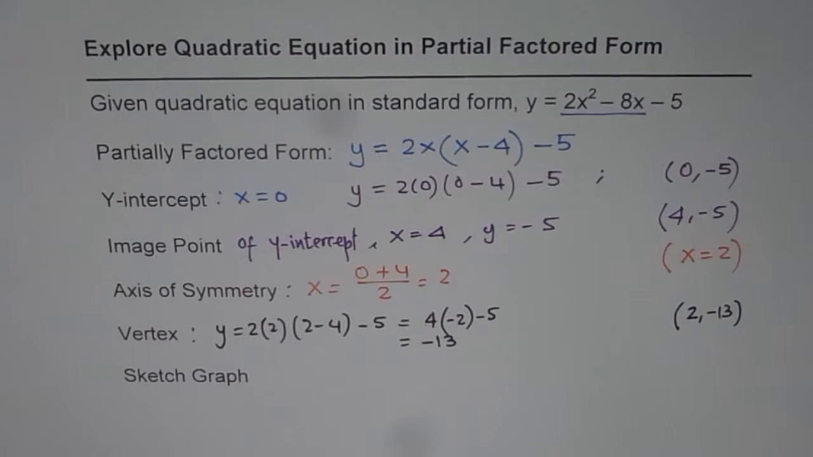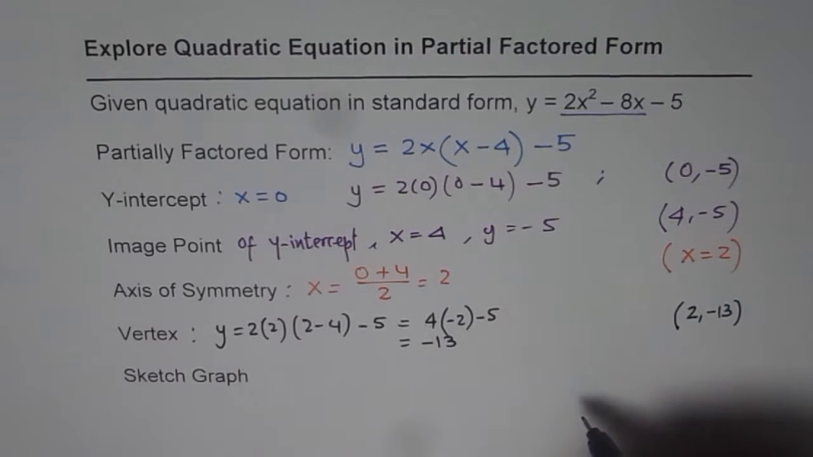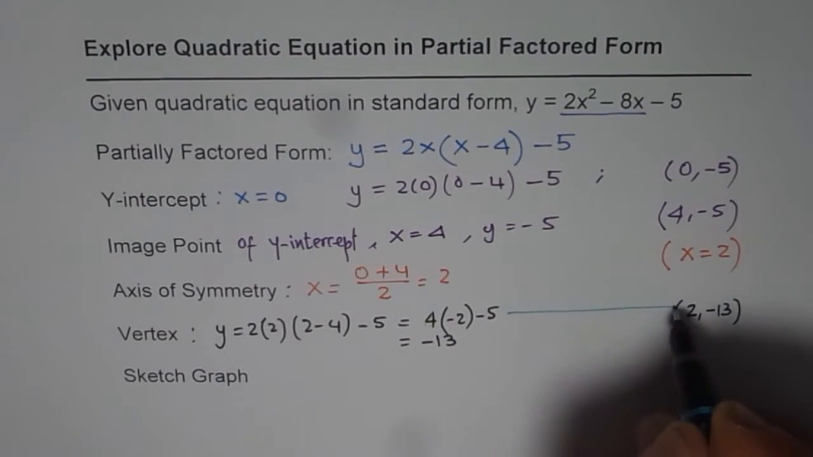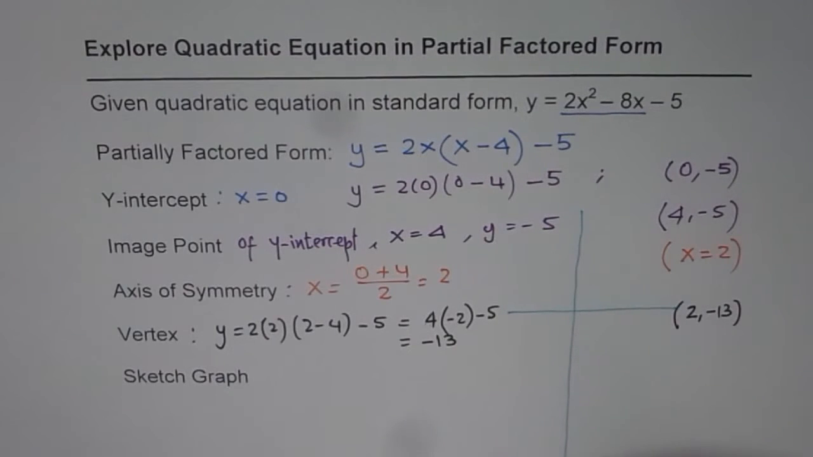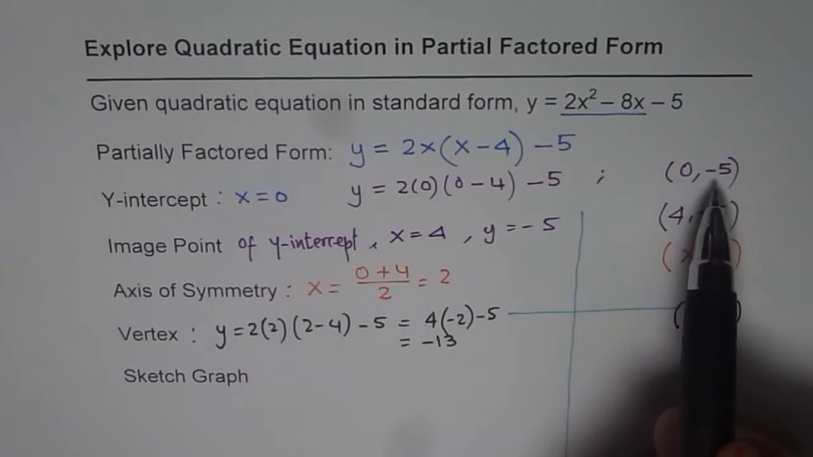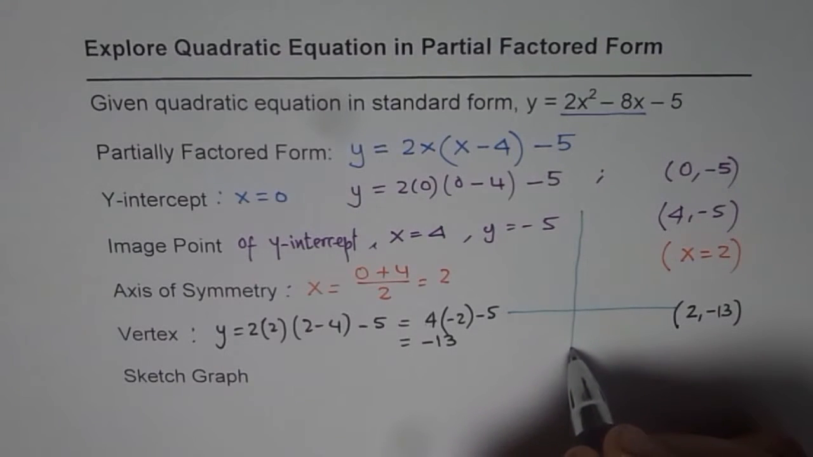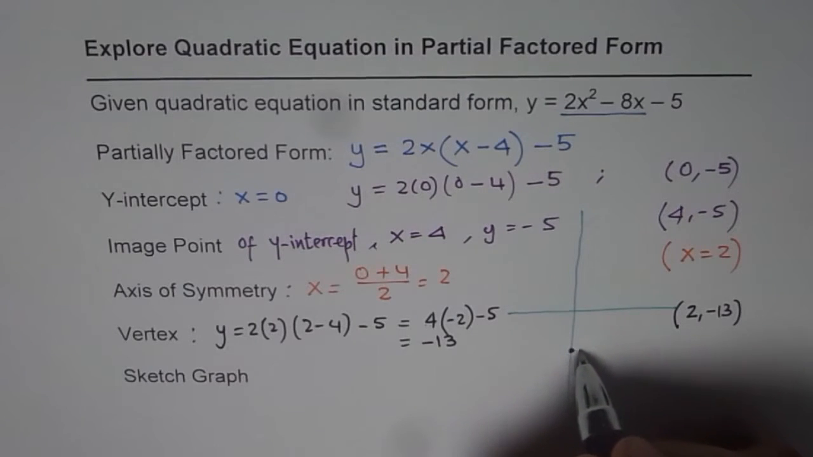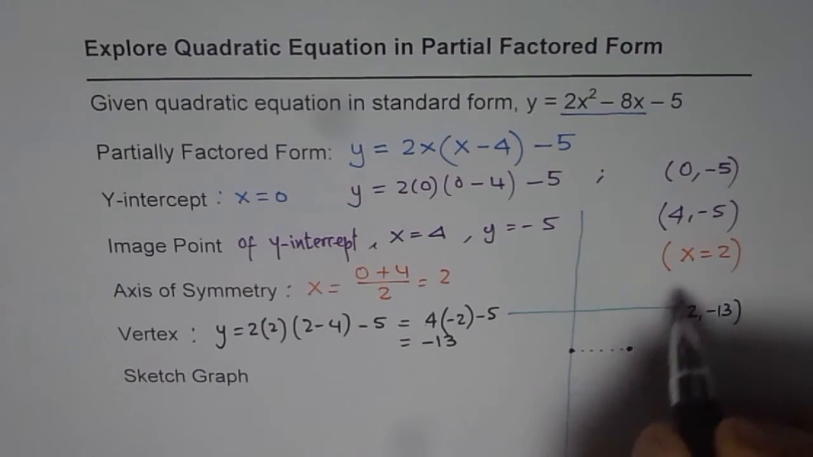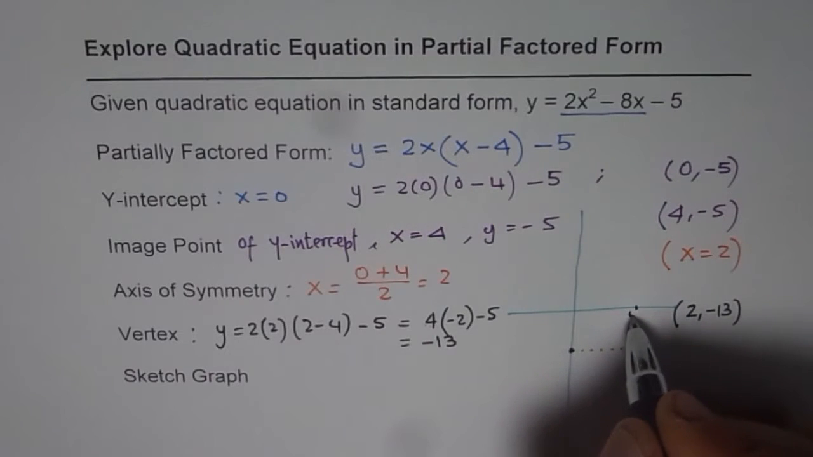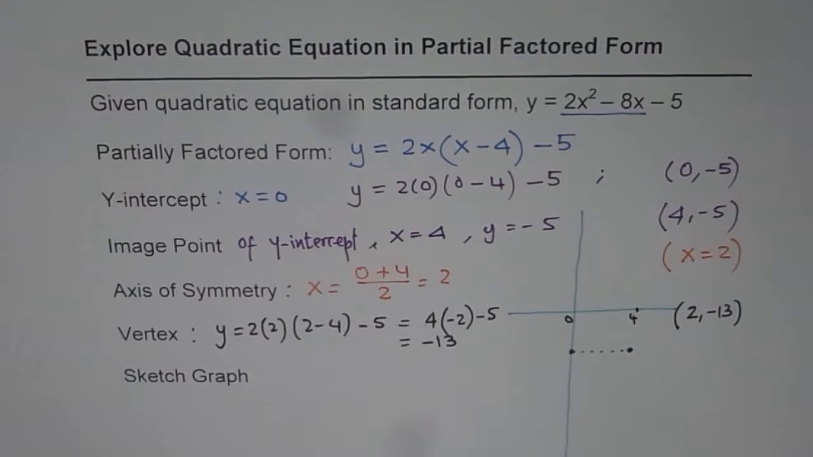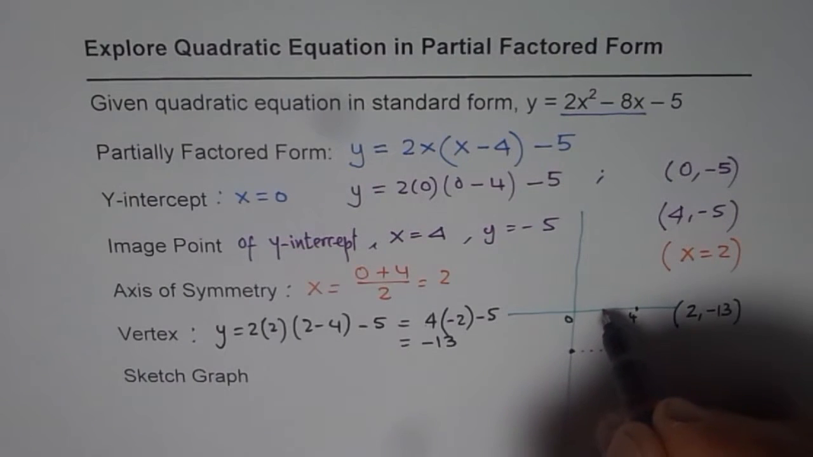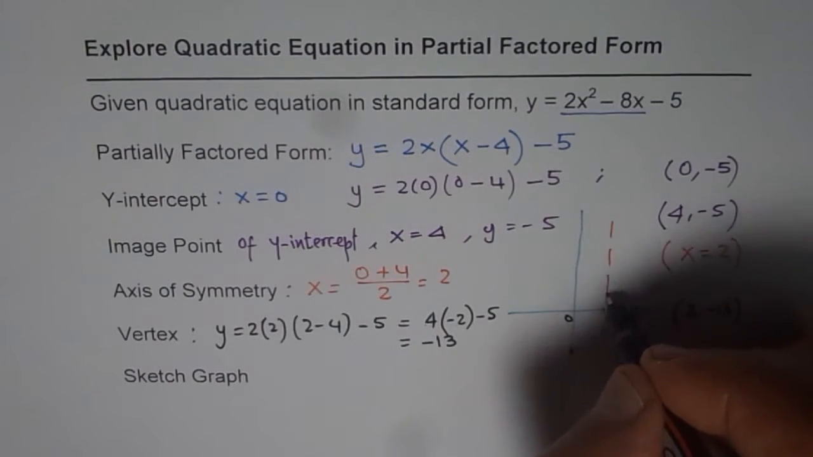And now let us sketch this function. So in this limited space, let me try to sketch this. Okay, so I think we have good enough space here. So let's begin with the first point we figured out, and that was indeed the y-intercept, (0, minus 5). So let us say this is our y-intercept, and then the image (4, minus 5). So that means this point is 4, this is 0. Then we looked into the axis of symmetry, which is right in the center of these. So that is our axis of symmetry.